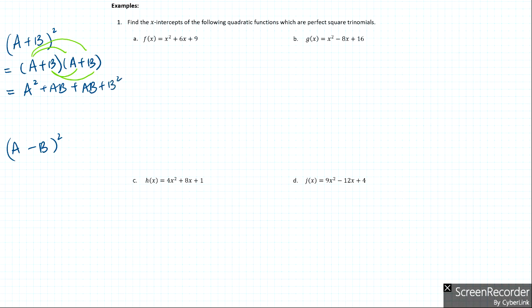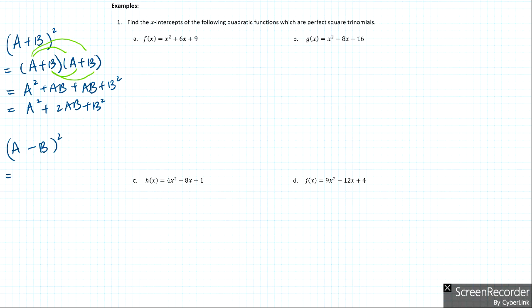Looking back at the form after the FOIL process, we have a squared plus 2ab plus b squared. That's essentially what we should expect in a trinomial form before we start the factoring process. Whenever we have a form that resembles a squared plus 2ab plus b squared for some expressions a and b, we can factor this to be a plus b squared. You can do the same process for a minus b squared.